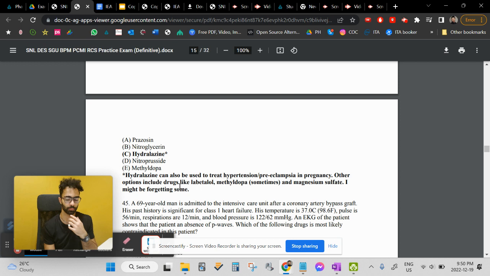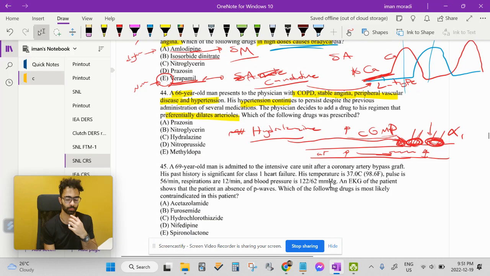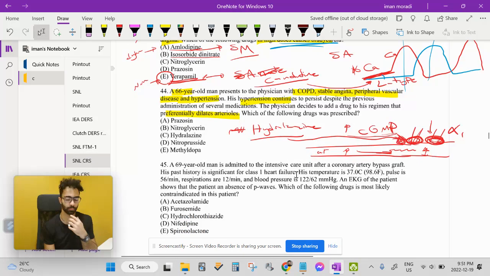It also says you can also use something like methyl dopa. But this is only for pregnancy. The other point is hydralazine is safe in pregnancy. So is methyl dopa actually. Methyl dopa, and I think both, cause lupus. I know methyl dopa does. Probably the hydralazine too.